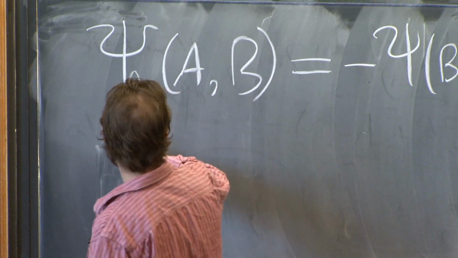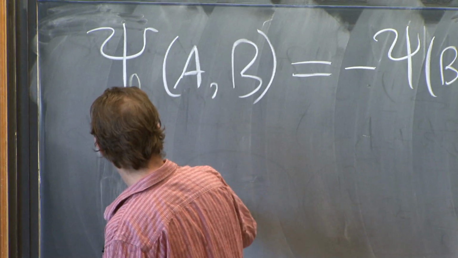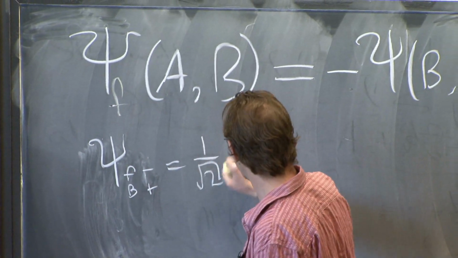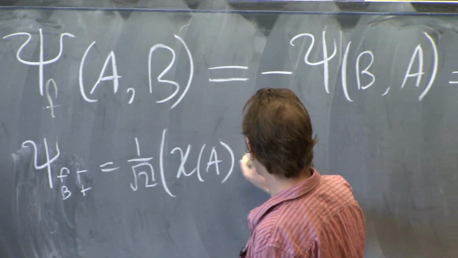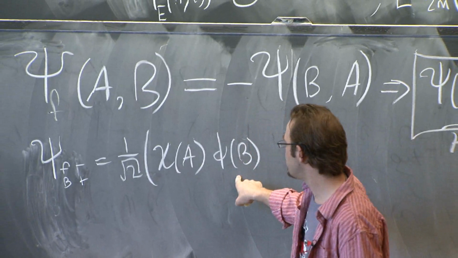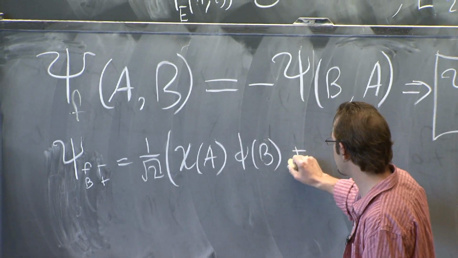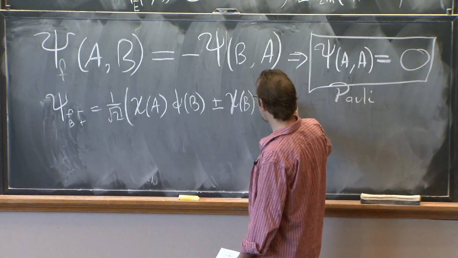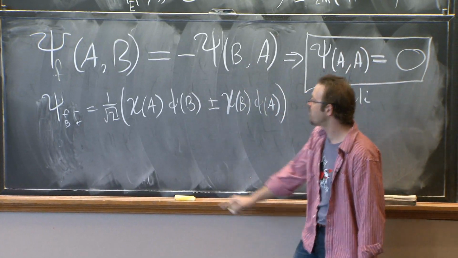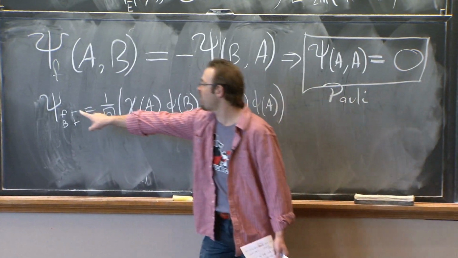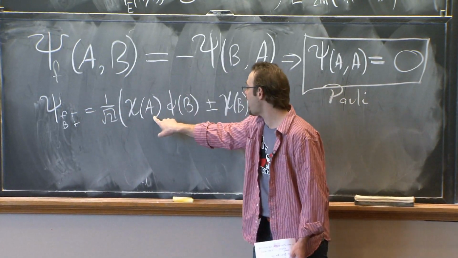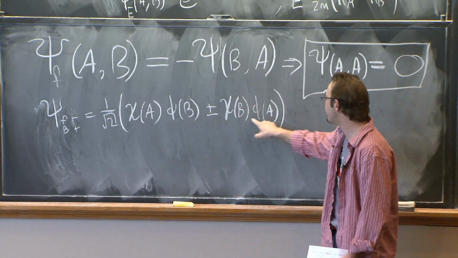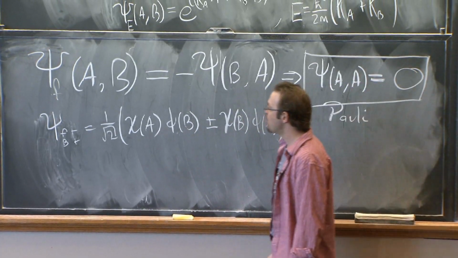let me write this out. So psi, fermion or boson, so fermion is going to be with a minus and boson is going to be with a plus, is equal to, suppose I have two particles, 1 over root 2, and one particle is in the state chi, and the other particle is in the state phi. But in order to be fermionic or bosonic, in order for this to be invariant under swapping A and B, we have to have a plus or a minus chi(B), phi(A). Okay? And here we immediately see this Pauli principle at work. If I take the fermionic example with a minus sign, then psi evaluated at (A,A) must be chi(A), phi(B), minus chi(B), phi(A). But if A is B, this is chi(A), phi(A), minus chi(A), phi(A). That's 0.